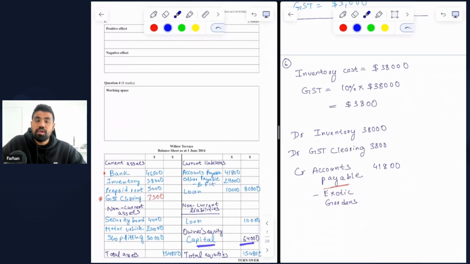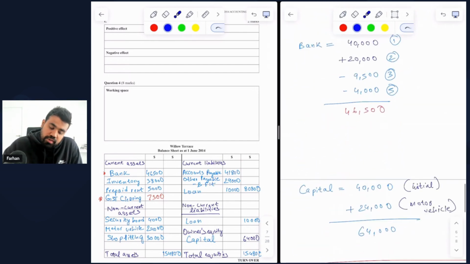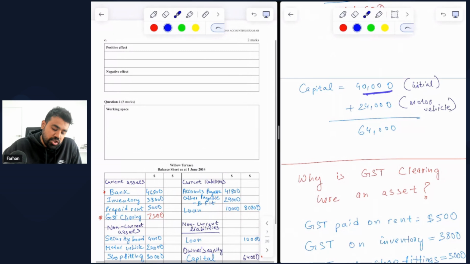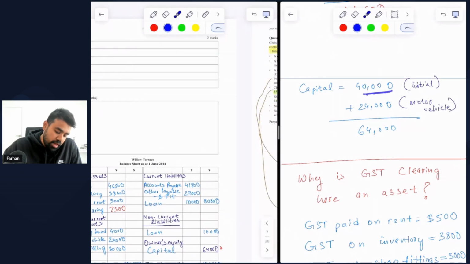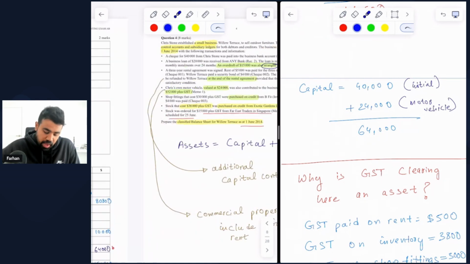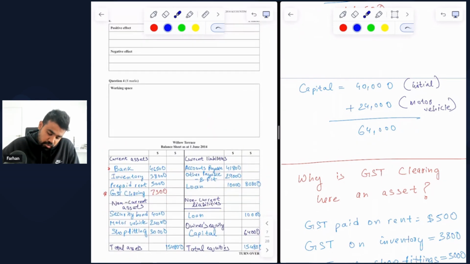How did we get total capital of $64,000? All right, so we started with $40,000 initial capital based on the first transaction when Chris deposited $40,000 into the business bank account. And then we're adding $24,000, which refers to the additional capital contribution for motor vehicle. And there's really nothing else. And together, these two make it $64,000 in total. That is where the capital of $64,000 comes from.